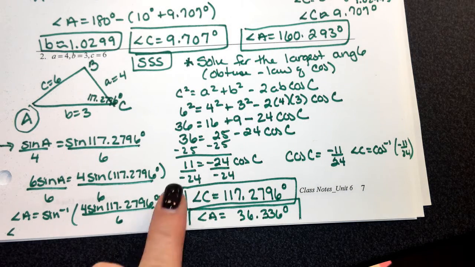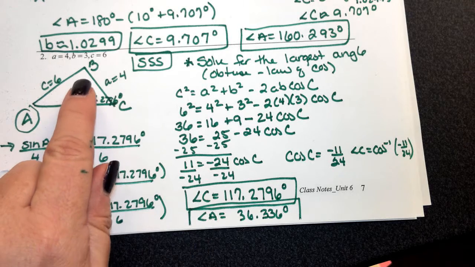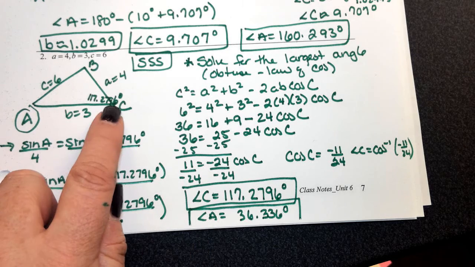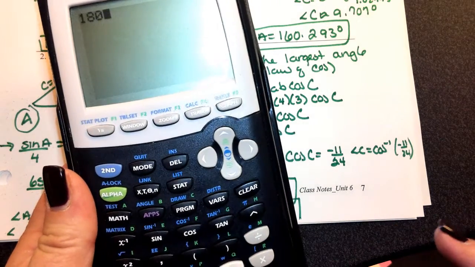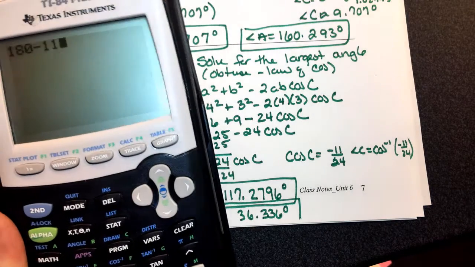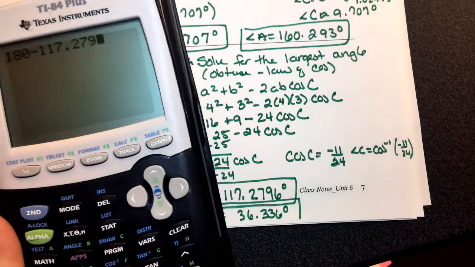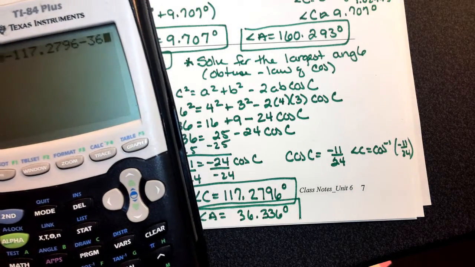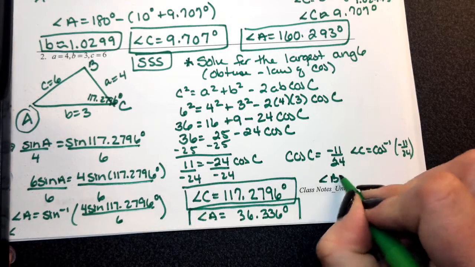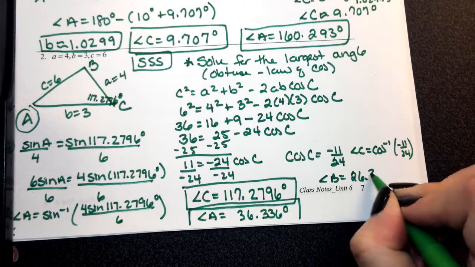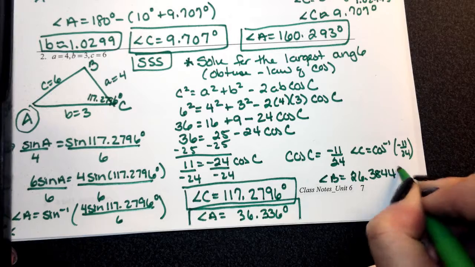Well, now that I know C and I know A, I can find angle B by doing what? Adding A and C together and subtracting it from what? 180. So 180 minus 117.2796 minus 36.336. So then angle B is going to be equal to 26.3844 degrees.